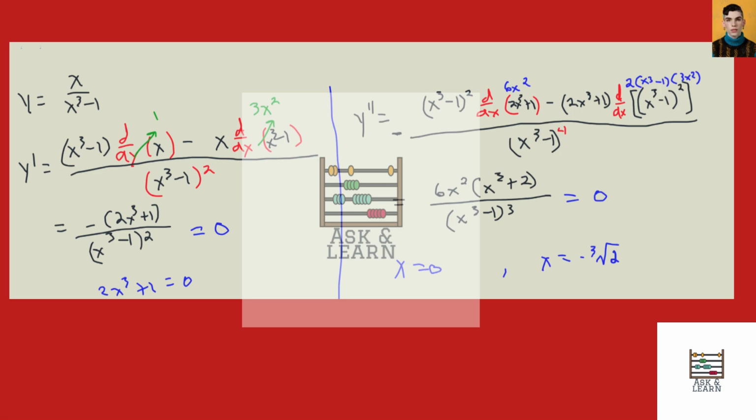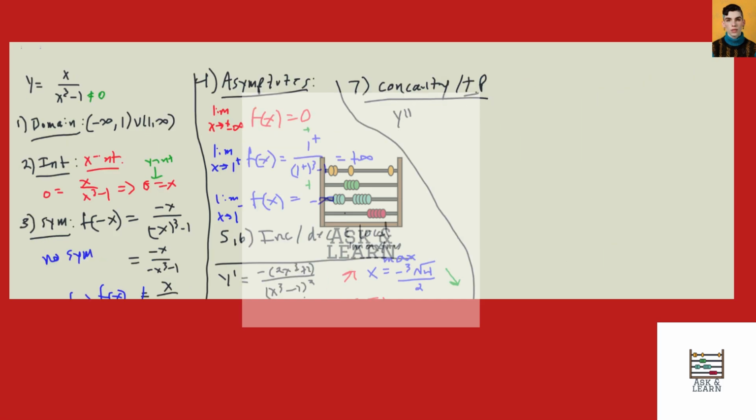And so now we have our possible points of inflection, so we'll use those in the next part to see if they actually are. So now our second derivative was 6x squared times x cubed plus 2 over x cubed minus 1 cubed. So we want to figure out where this function is concave up and concave down. So the function will be concave up when y double prime is strictly larger than 0.